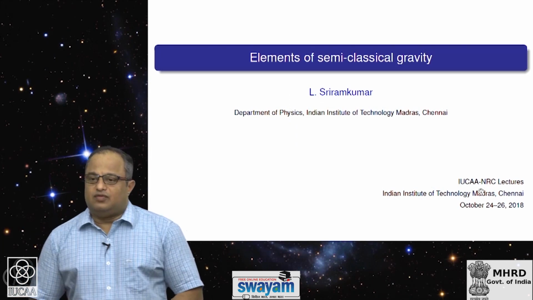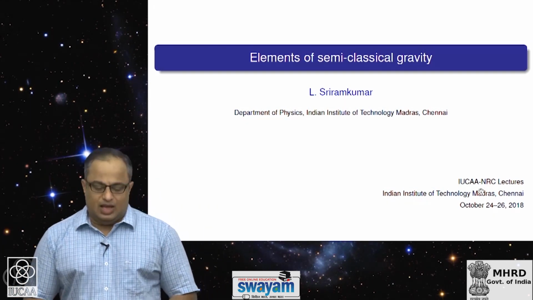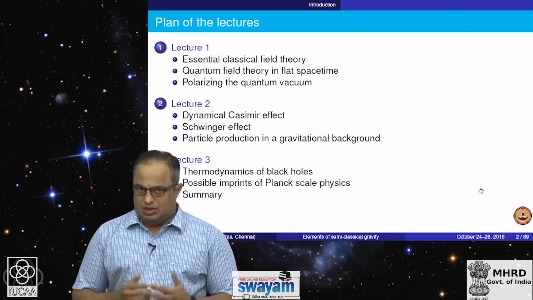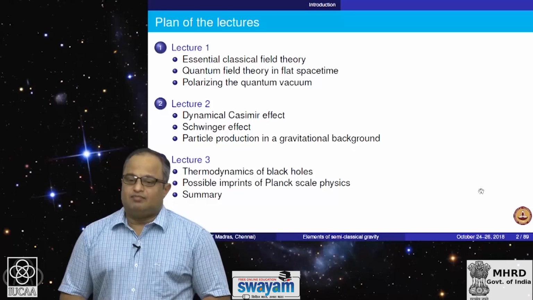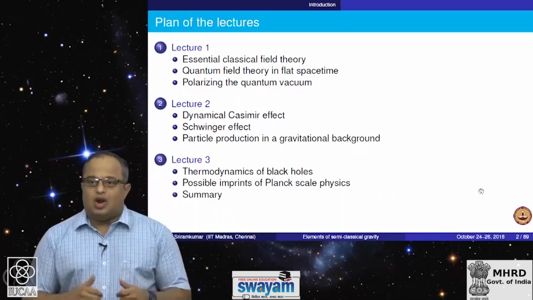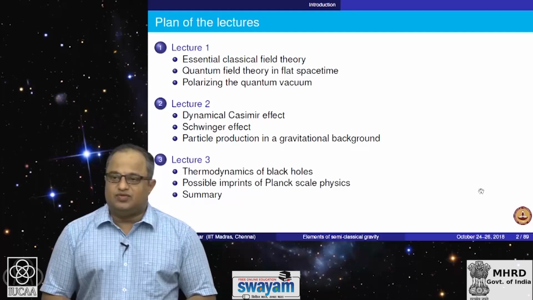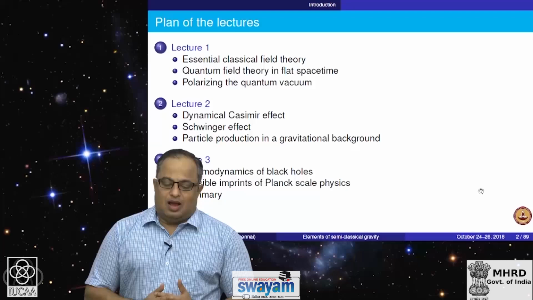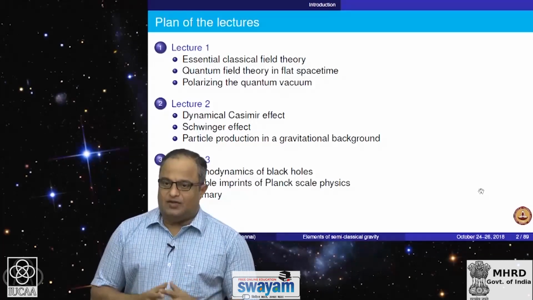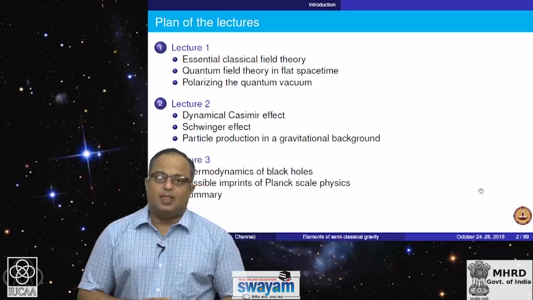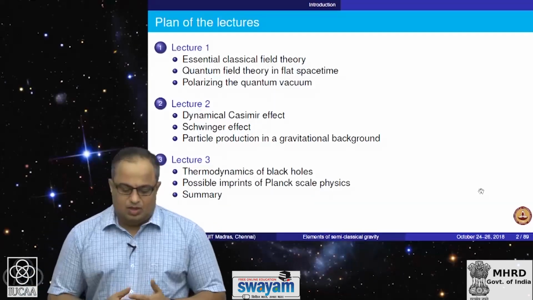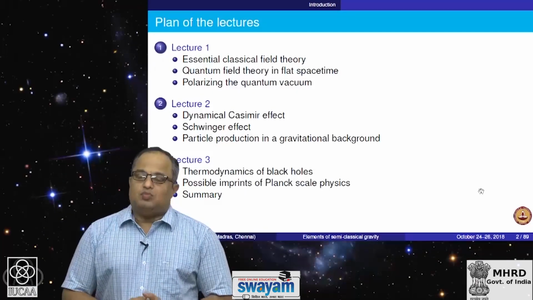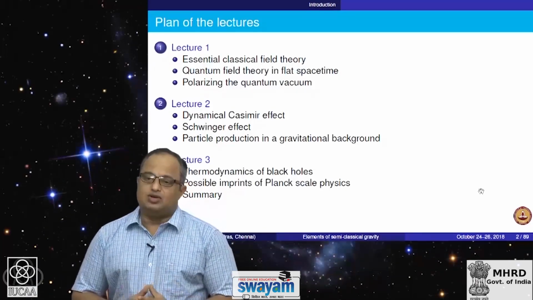This is the second of the 3 lectures on elements of semi-classical gravity. If you recall, we had talked about essential classical field theory and the corresponding quantization using the classical modes. We had focused on quantization in flat space time, and I had talked about a particular phenomenon called vacuum polarization. I had explained 2 specific phenomena which arise due to vacuum polarization, namely the Casimir and the Unruh effects.